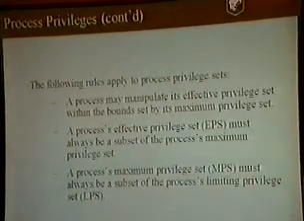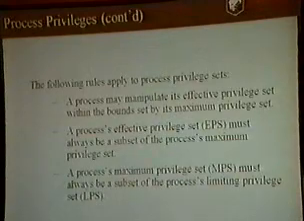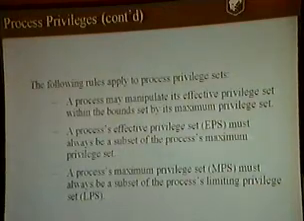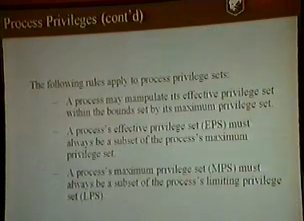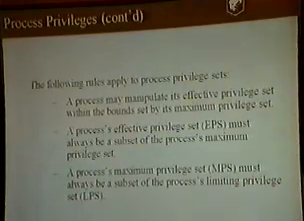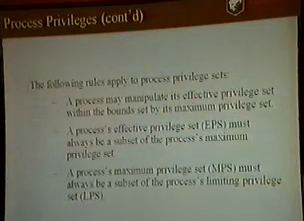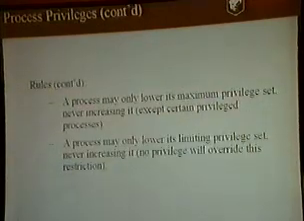So to describe the rules of how these things work, and a lot of this is going to be really common sense, so I'll fly through this: a process can manipulate its effective privilege set. It can decide what privileges it's going to be using within the bounds of its maximum set. And this set that it's using can never exceed what's in the maximum. And then again, the process's maximum set can never be greater than what's in its least privilege set.